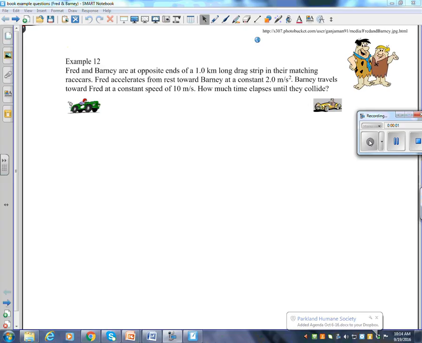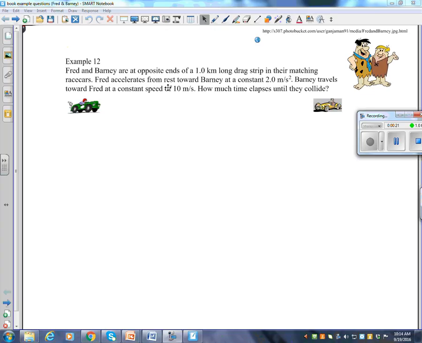So we're going to start here again by reading. Fred and Barney are at opposite ends of a 1 kilometer long drag strip in their matching race cars. Fred accelerates from rest toward Barney at a constant 2 meters per second squared, and Barney's already traveling toward Fred at a constant speed of 10 meters per second.